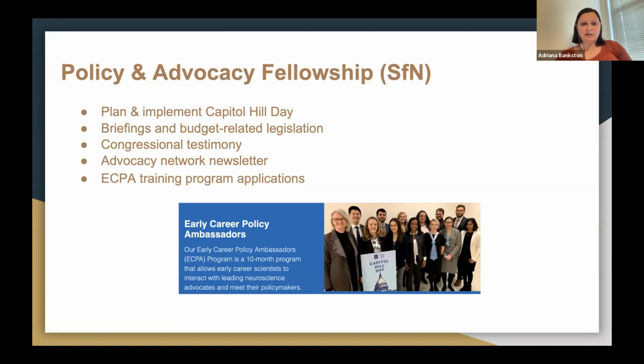But SFN also does a lot of things for their early career members. So if you're interested in this, you may look at membership for SFN. But overall, it was a really good fellowship. I learned a lot about how things work on the Hill, did some writing, did these ECPA program applications and so on. So a good overall experience here.